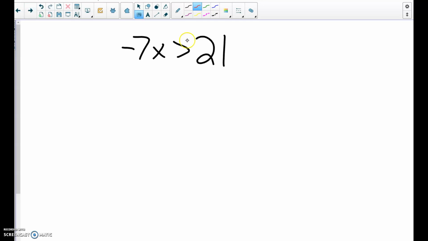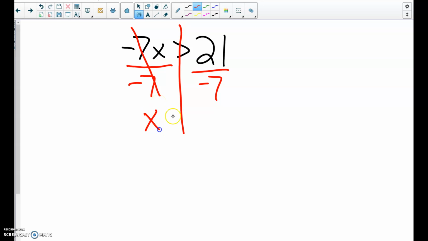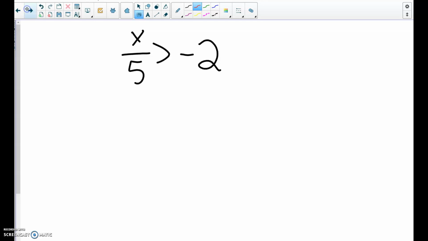Kind of the same thing here. Our operation, though, isn't subtracting. We have negative 7 times x. The opposite of a times problem is a division problem, so I'm going to end up dividing both sides by negative 7. Negative 7 divided by negative 7 cancels, so I'm left with x. And then 21 divided by negative 7 is negative 3. But if we remember our one weird rule for inequalities, since I divided by a negative, my sign is actually flipping. It flips from a greater than sign to a less than sign. So x is less than negative 3.